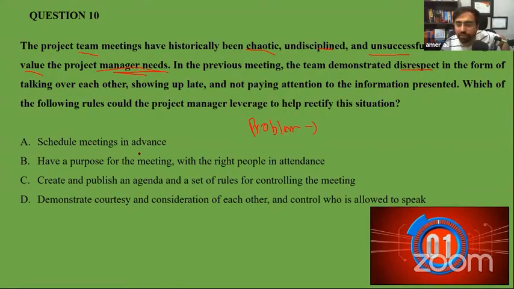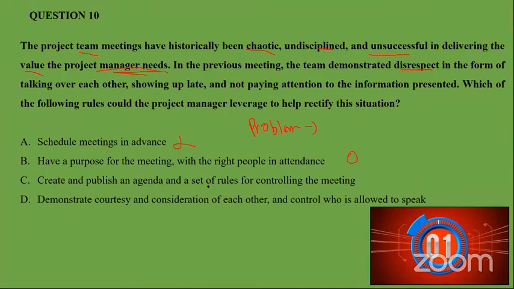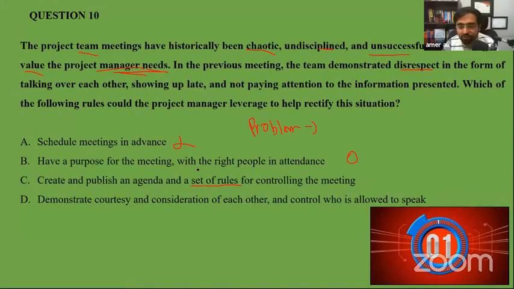Schedule meeting in advance, this will not help, right? Have a purpose for the meeting with the right people in attendance. Okay, you are saying B? Yeah, but I don't think that is correct. Setting the set of rules. This is only one rule. Setting the set of rules for controlling the meeting, like meeting agenda, who is allowed to talk, and when not to allow the talk. How can you have the right people? Maybe you need some people you don't think are right, but they are important for the project.